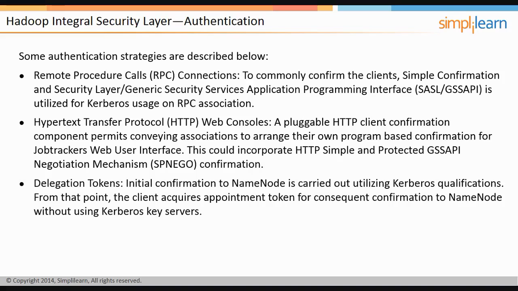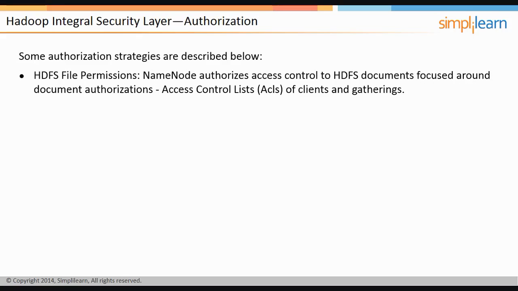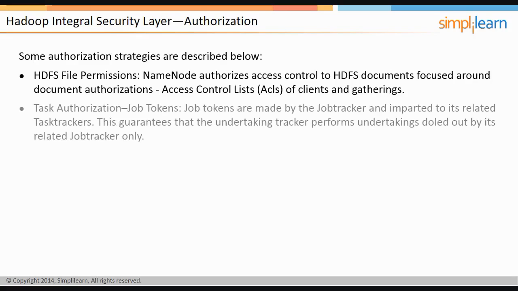Delegation tokens. Initial authentication to the name node is carried out using Kerberos credentials. From that point, the client obtains a delegation token for subsequent authentication to the name node without using Kerberos key servers. HDFS file permissions. The name node enforces access control to HDFS files based on file permissions. Task authorization. Job tokens. Job tokens are created by the job tracker and passed to its related task trackers. This ensures that the task tracker performs tasks assigned by its related job tracker only.